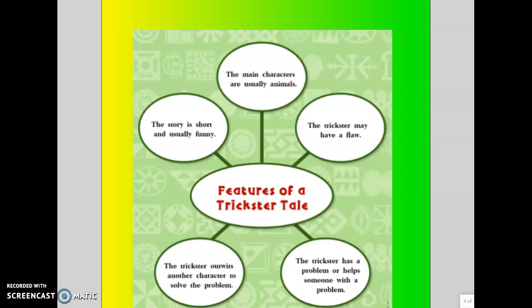Now, the second one there to the right of that one says the trickster may have a flaw. There's a weakness somewhere that other people can use to get back at them. So we're always looking for that weakness. They may have a flaw.